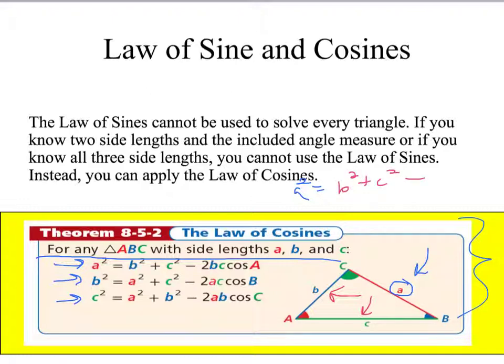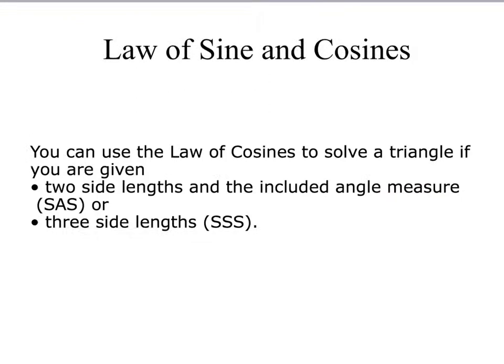So when I'm trying to find the third side, I take the squares of the other two sides, add them, and subtract 2 times those side lengths, b and c, times the cosine of the opposite angle of the side I'm trying to find. Here I would use angle A as my cosine angle. I want to find the cosine of A to figure out lowercase a, or side a. Again, you use this on side angle side and side side side.